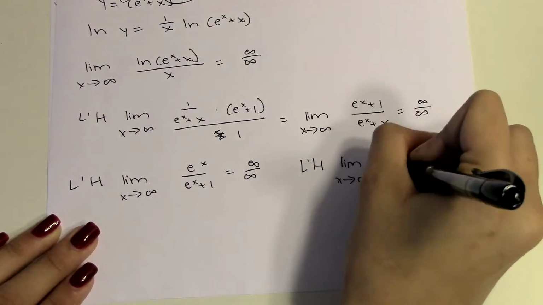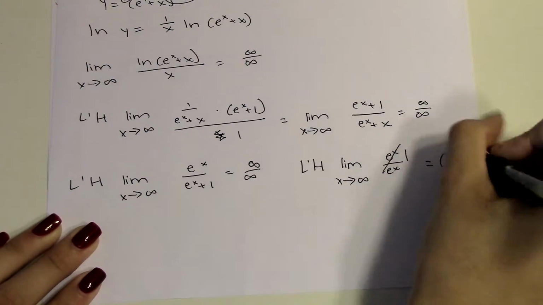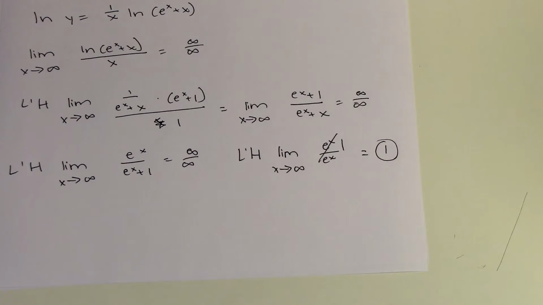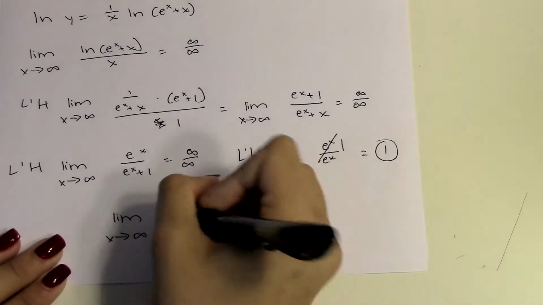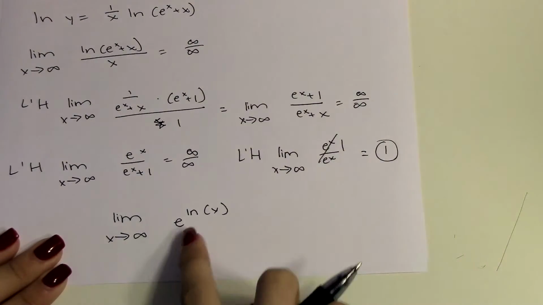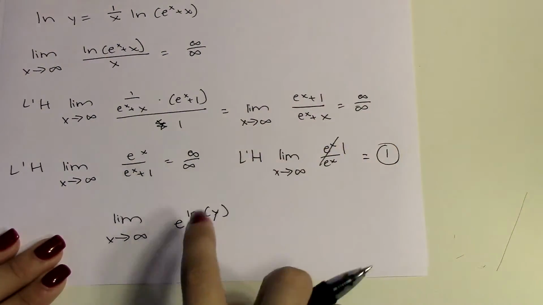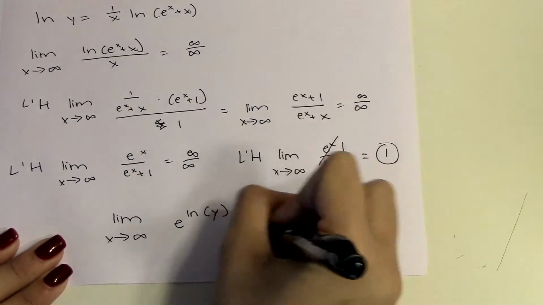E to the x over e to the x is just 1, and the limit of 1 is just going to be 1. Now, a common mistake is to think that that is just the answer, but if you think about it, we found the limit of the natural log of y when we were supposed to find the limit of y. So to fix this, we change it to this. The limit as x goes to infinity of e to the ln y, since these two will cross out and leave us with just y. And we know that ln of y is equal to 1, so our answer is e to the 1.